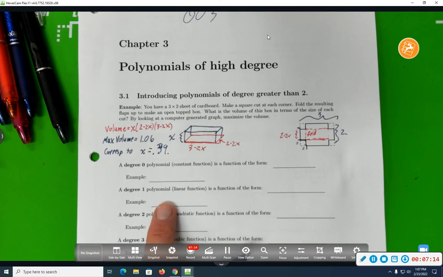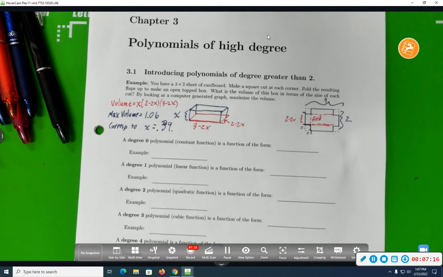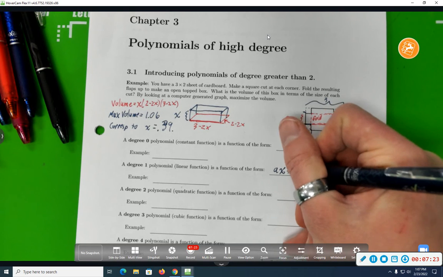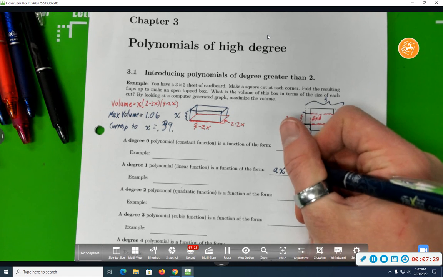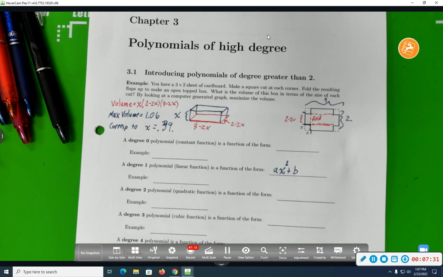So I'll start with degree 1, because degree 0 is kind of weird. A degree 1 polynomial is a linear function. It's something that looks like ax plus b. It's called a degree 1 polynomial because the biggest power of x I see is 1.